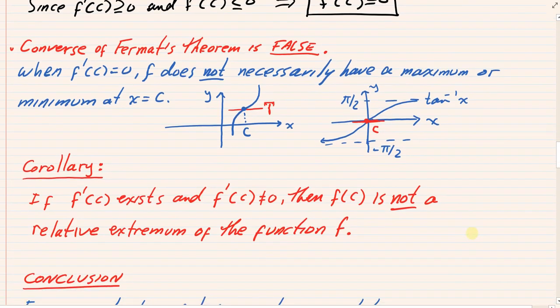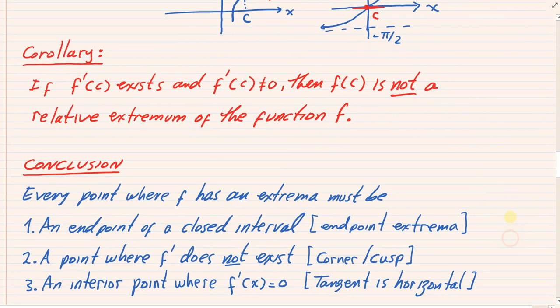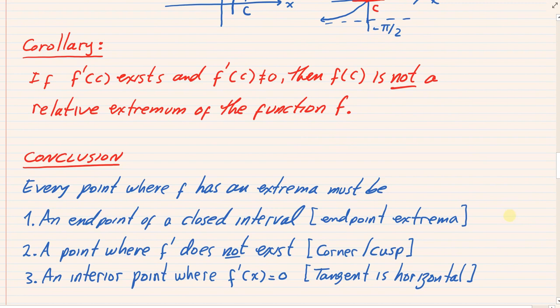So in other words, we can put the conclusion all together like this. For every point where f has an extremum, any one of these three could be true. One is that the point must be an endpoint of a closed interval, in which case we have what we call an endpoint extremum. Or, if we have an open interval, the point where f prime doesn't exist, and on the graph this usually translates into a corner point or a cusp on the graph of the function.